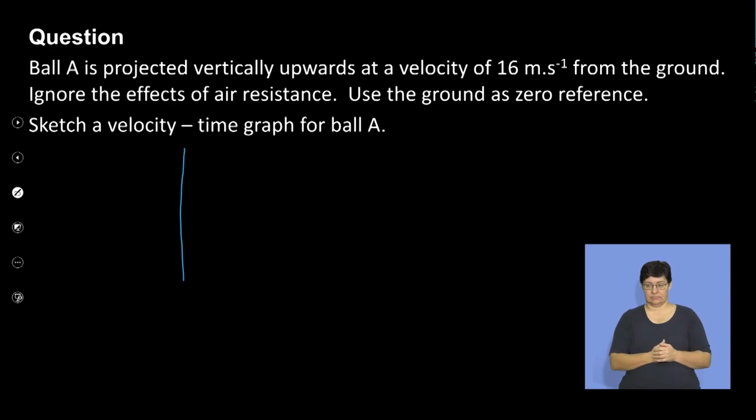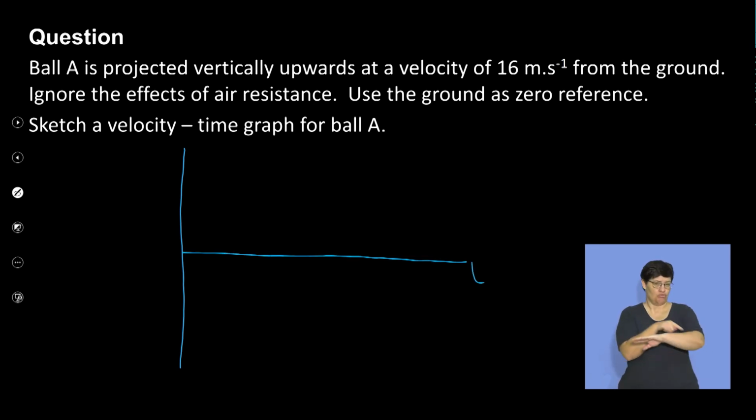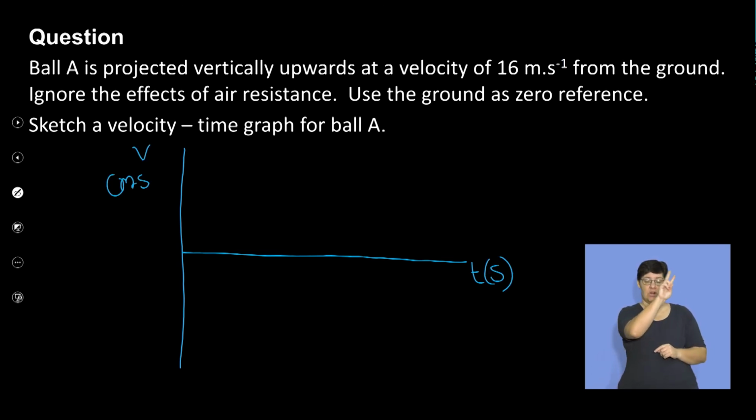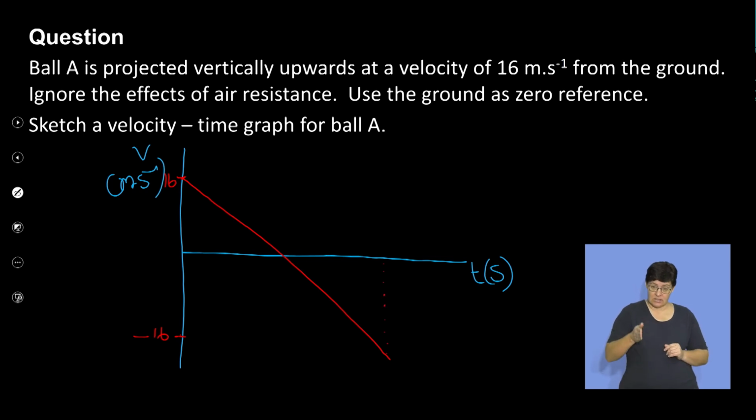We have straight lines because you're going to use a ruler. Time, velocity. And now what we knew, let's close my bracket, is that it left at 16 meters per second. It hit the ground at minus 16 meters per second. So my graph does this. I also know that this time is 3,27.